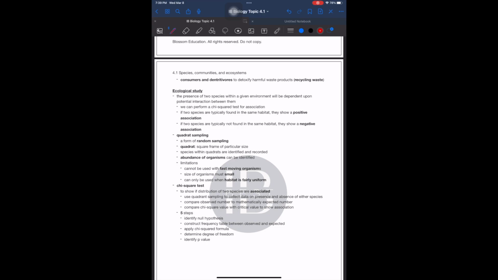The first is identifying the null hypothesis. The second is constructing a frequency table between the observed and the expected values of a specific species. The third step is to apply a chi-squared formula. Fourth, to determine the degrees of freedom. And finally, fifth, to identify the p-value. So I'm going to do these 5 steps here in this example.